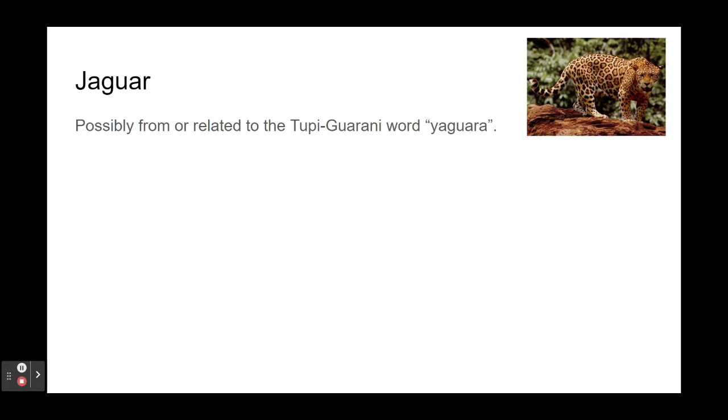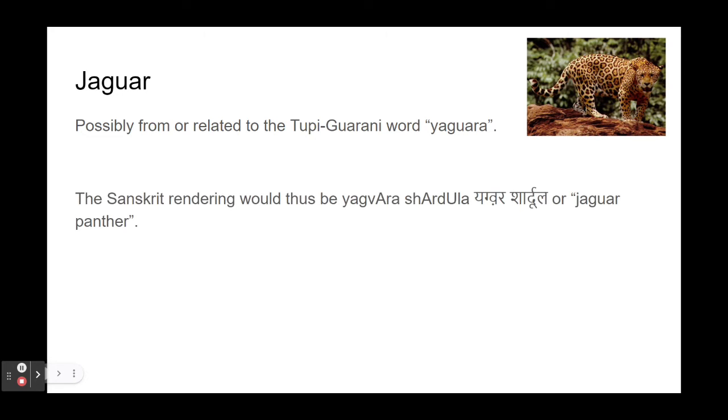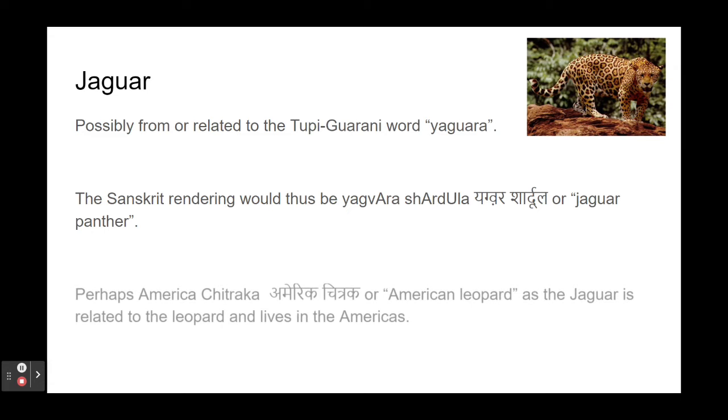Jaguar, possibly related to the Tupi-Guarani word Yaguara. The Sanskrit rendering would thus be Yagvara Shardula or jaguar panther, as jaguars are technically. Perhaps we can call jaguar America Chitraka or American leopard, as jaguar is related to the leopard and kind of looks like a leopard, although there's a spot pattern difference, and it lives in the Americas.